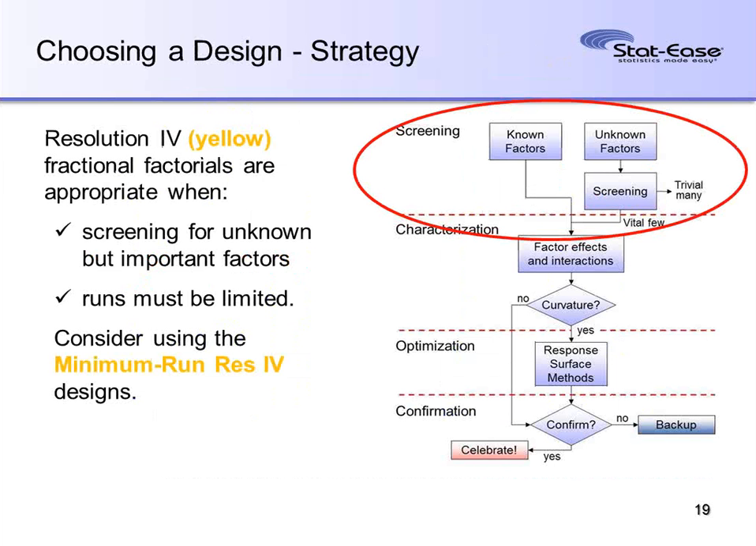So the strategy of experimentation that we follow often is to start out with screening designs to kind of sift through your main factors and make sure that you're just focusing on the things that are really significant. Using the Resolution 4 yellow designs is a great choice.